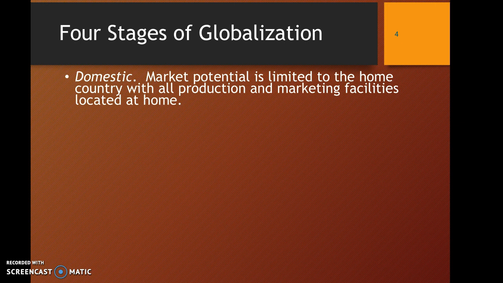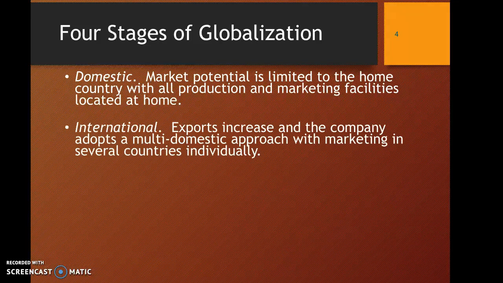An organization may act domestically, or be domestic. This is when their market potential is limited to their home country. All their production and marketing facilities are located at home. So an example we can provide for this is maybe Japs Fried Chicken, I think they're called. They only exist in Trinidad. They produce all chicken, etc. in Trinidad, and they market to a Trinidadian market. So they are a domestic organization.